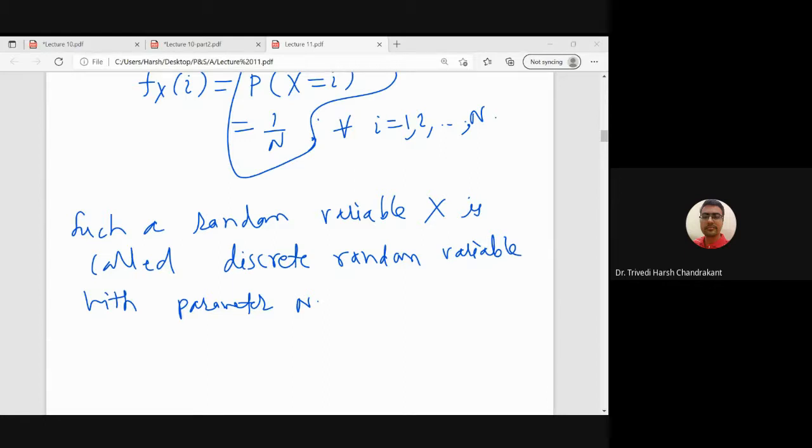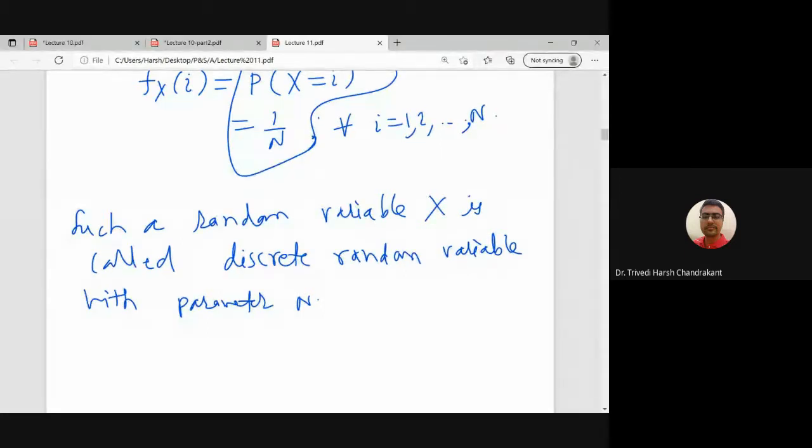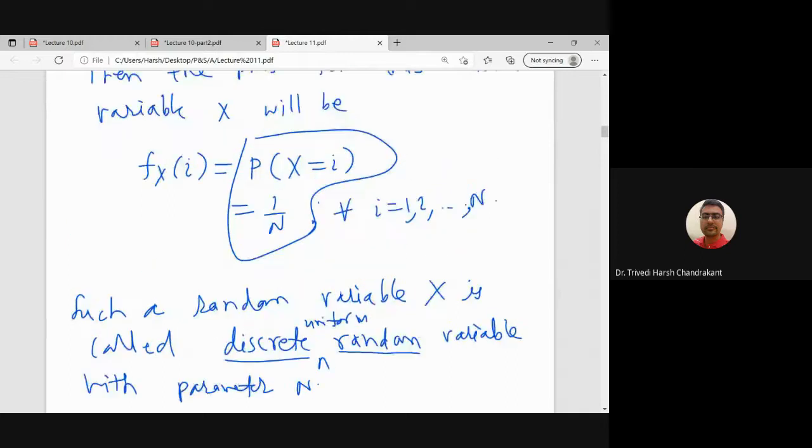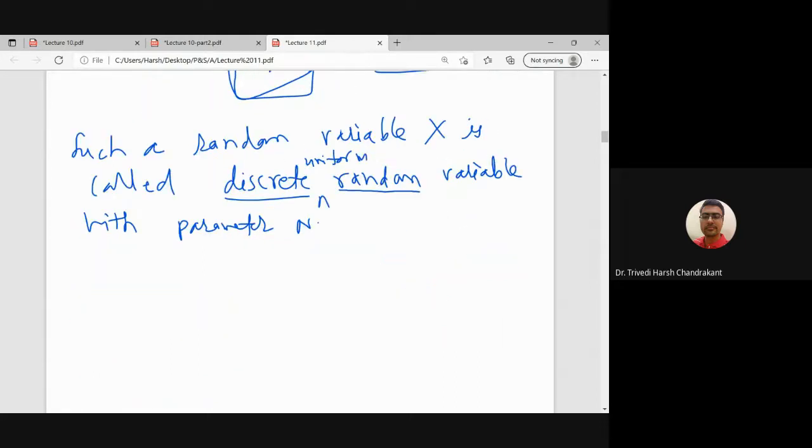So it is a discrete random variable. I did not mention it is a discrete uniform. So what does uniform mean? Uniform means the probability of X equals i is 1 by n. That is equal for each outcome, right? Equal for each of the n outcomes.